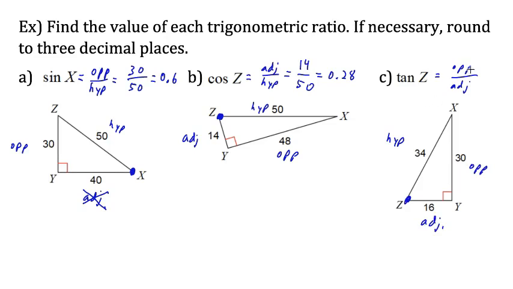Now the tangent uses opposite and adjacent. It does not use the hypotenuse. So we're not going to be using the 34. All right, so we have opposite over adjacent. I'll write it down here. So that'll be 30 over 16. And dividing 30 by 16, we get 1.875.